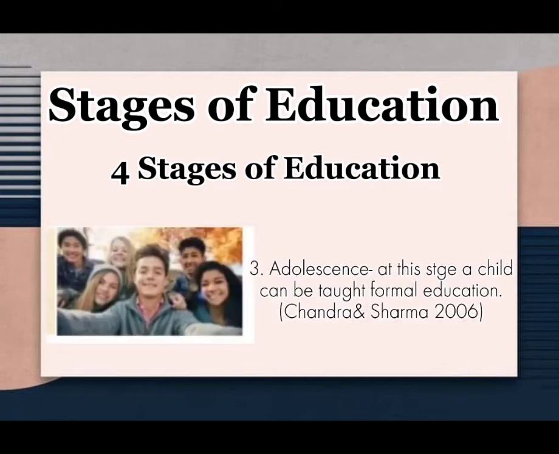The third stage of education is adolescence. At this stage, the child can be taught formal education. The child is exposed to various subjects such as physical science, language, mathematics, social studies, music and drawing, and some kind of professional training. According to Rousseau, education should be given through activities and not by books because activities give more knowledge than books, according to Chandra and Sharma 2006.